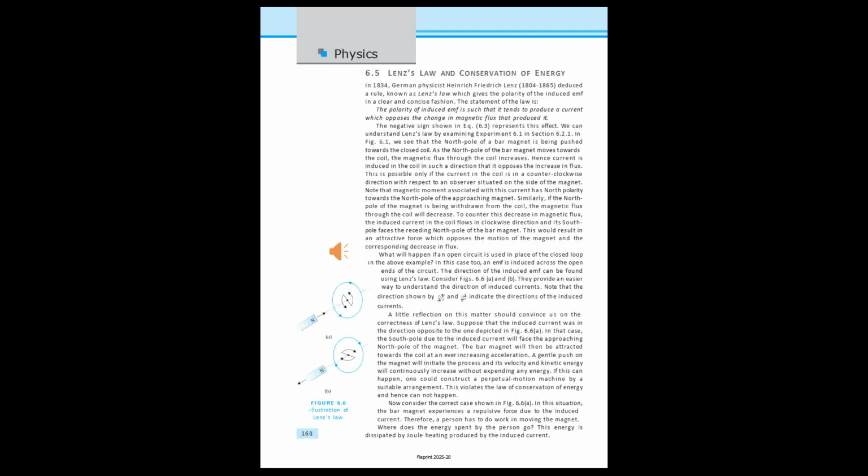Suppose that the induced current was in the direction opposite to the one depicted in Fig. 6.6, A. In that case, the south pole due to the induced current will face the approaching north pole of the magnet. The bar magnet will then be attracted towards the coil at an ever-increasing acceleration. A gentle push on the magnet will initiate the process and its velocity and kinetic energy will continuously increase without expending any energy. If this can happen, one could construct a perpetual motion machine by a suitable arrangement. This violates the law of conservation of energy and hence cannot happen.